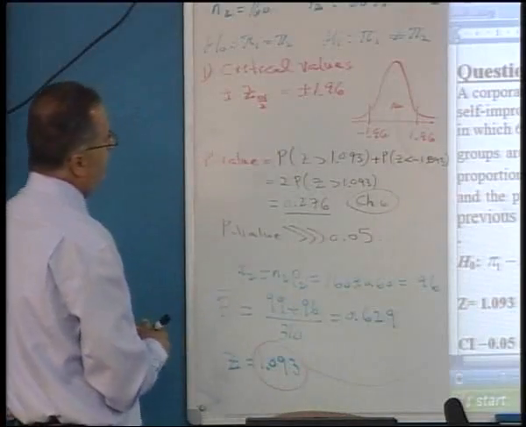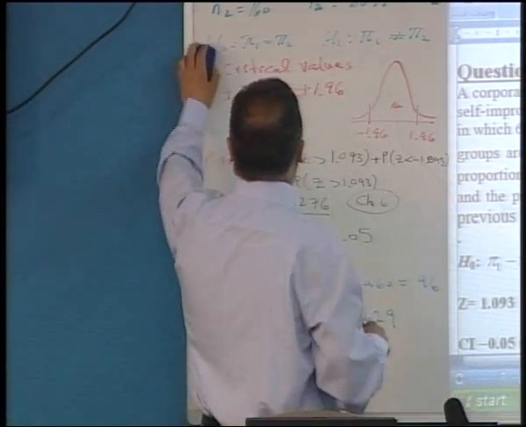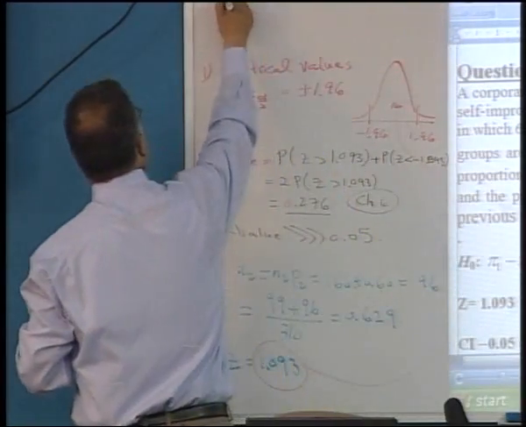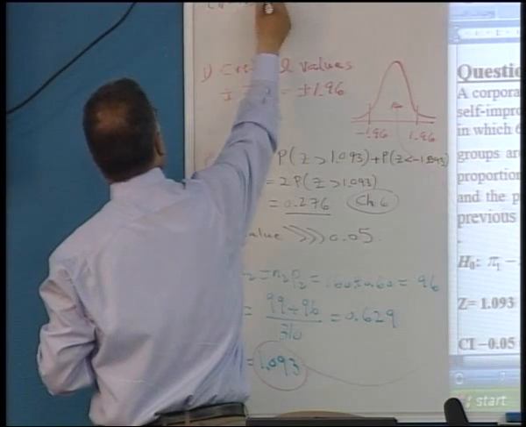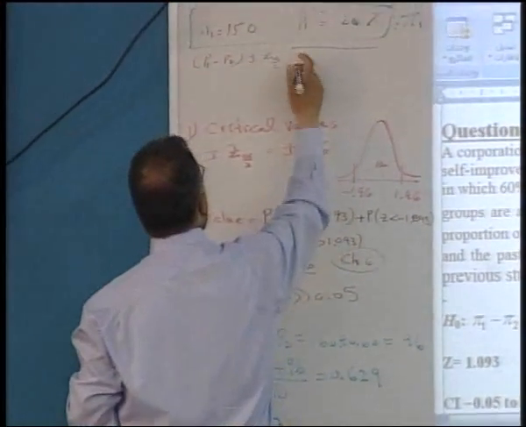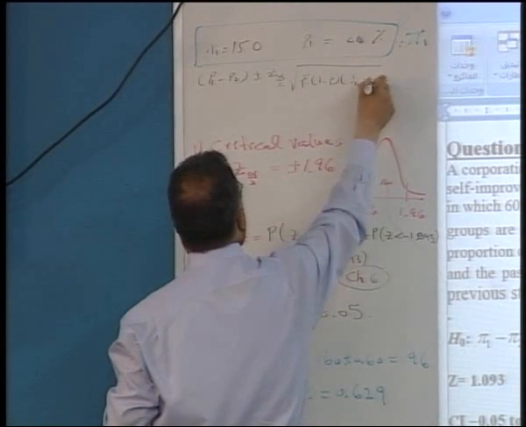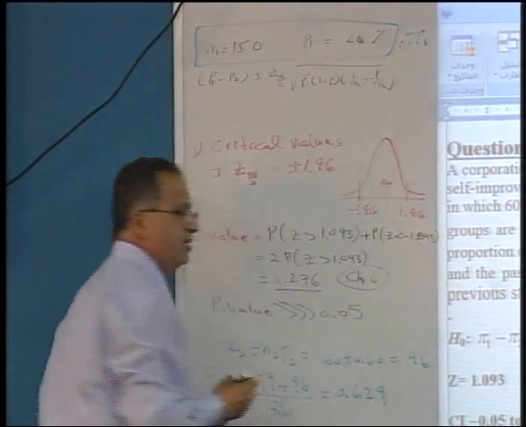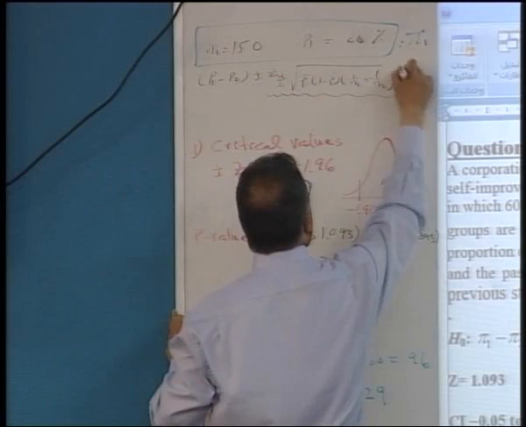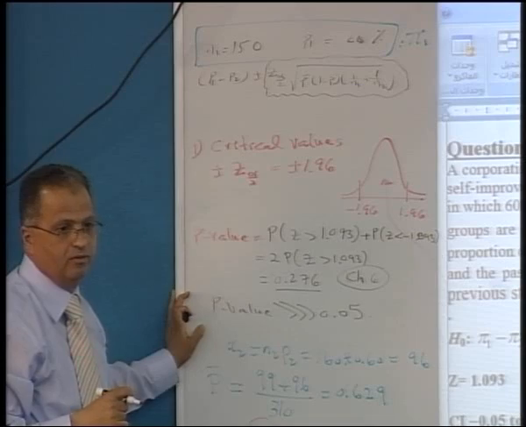Your confidence interval is given by p1 minus p2 plus or minus Z alpha over 2 times the square root of p-dash times 1 minus p-dash, multiplied by 1 over n1 plus 1 over n2. By the way, this one is called the margin of error.